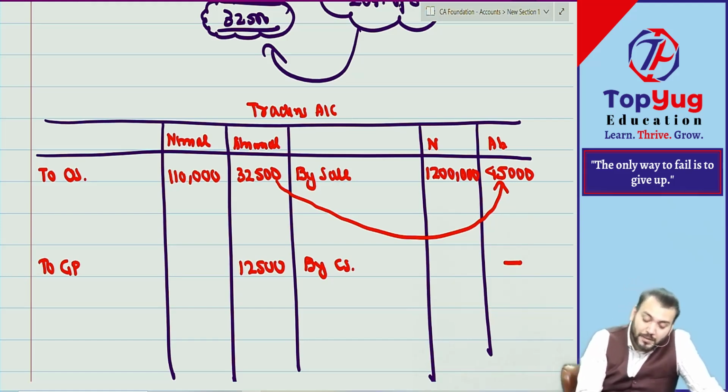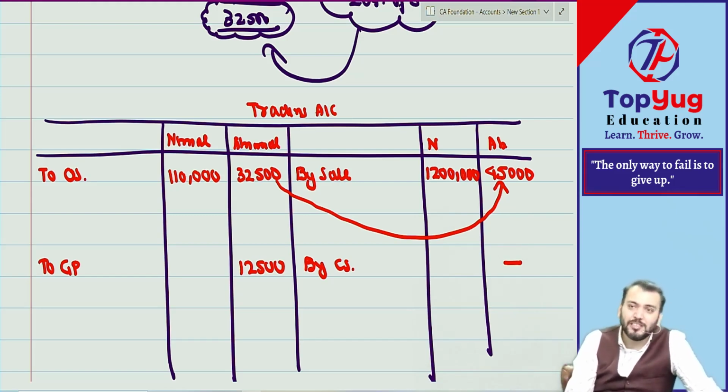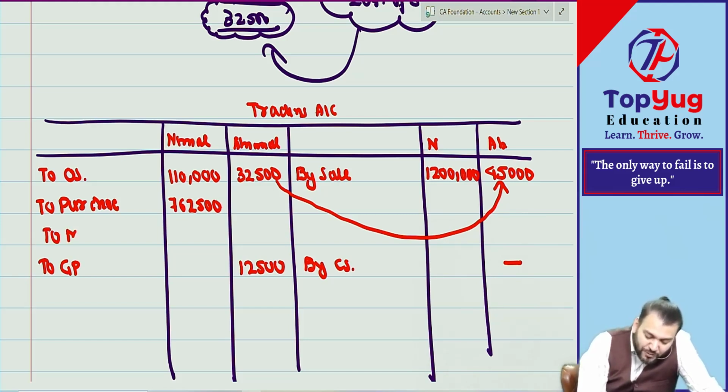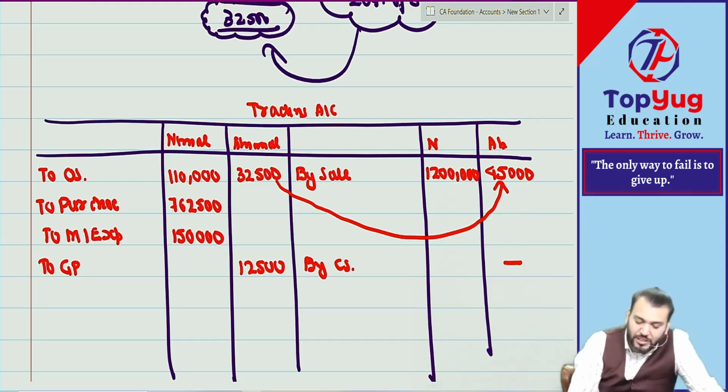Now again in this year you purchased some items. If nothing is given, what will you assume, normal or abnormal? Normal. So you will add in purchase. To purchase how much? 7 lakh 62,500. And there is one direct expense, manufacturing expense. How much? It is 1 lakh 50,000. Are you able to understand?